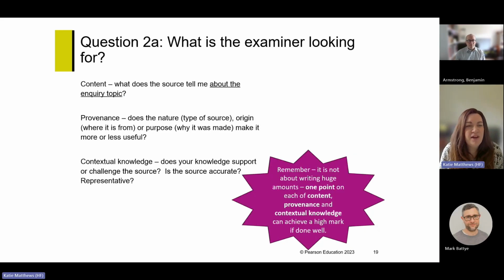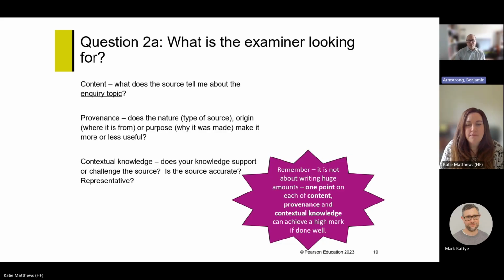So what's the examiner actually looking for then in student answers on this one? That's a good question, because understanding what the examiner wants on this question is key to being able to do a good job of answering it. And there's 3 important things. If you can get these 3 important things, then it's possible to get a really high mark.